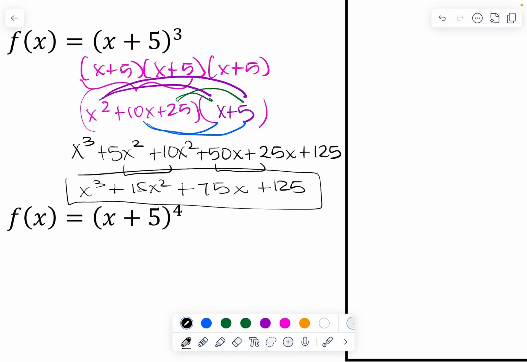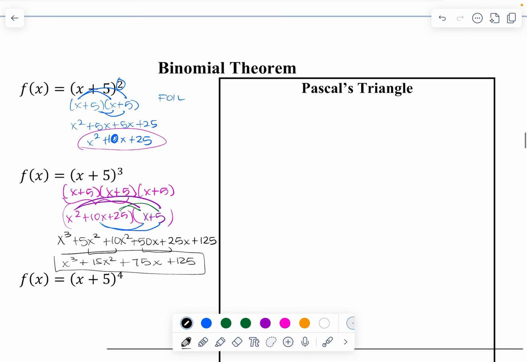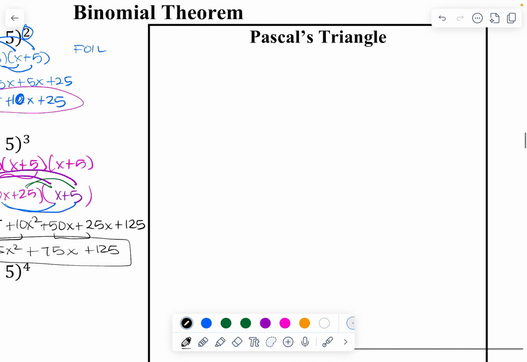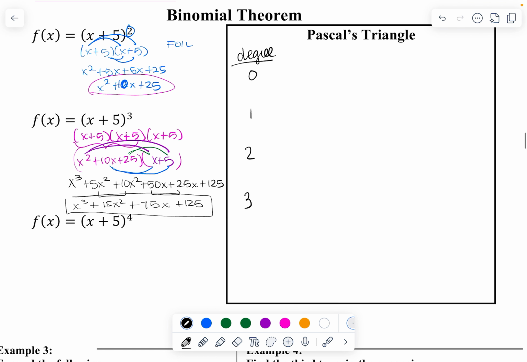And now you're thinking, no, I don't want to do this again for 4. So I'm going to show you an easier way to do a binomial expansion by any value. Okay, and this is called Pascal's triangle. So Pascal's triangle depends on the degree that we're dealing with. So we can have a 0 degree, that's x to the 0, then 1, 2, 3, 4, 5, and 6.